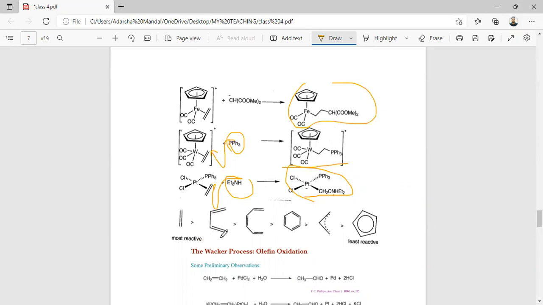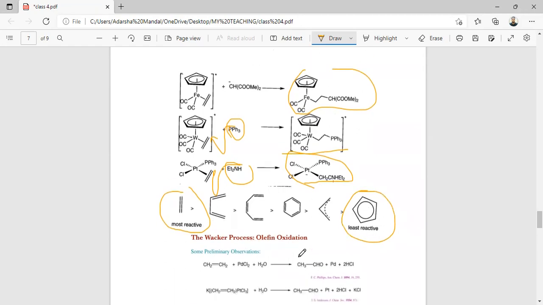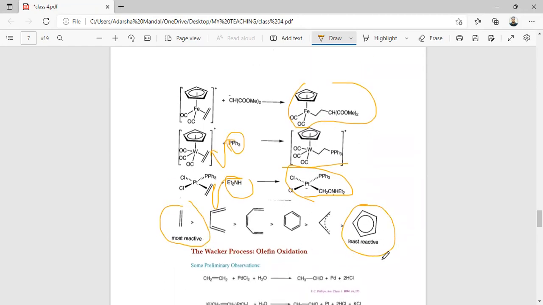So this is the reactivity order of these metal alkene complexes. Here the ethylene moiety is the most reactive compared to all other metal alkene complexes, and the cyclopentadiene is the least reactive compared to all other metal alkene complexes.